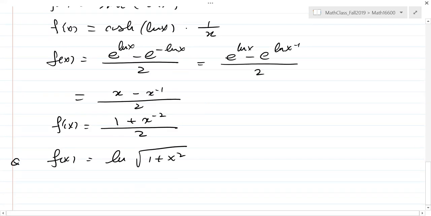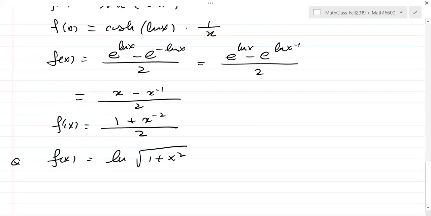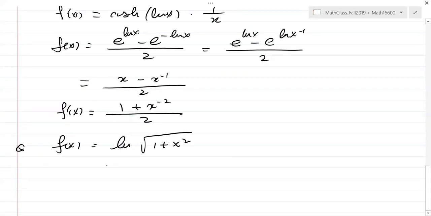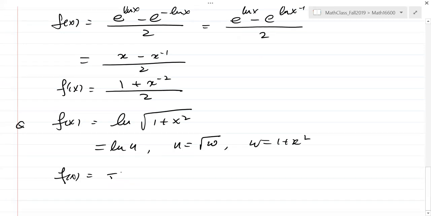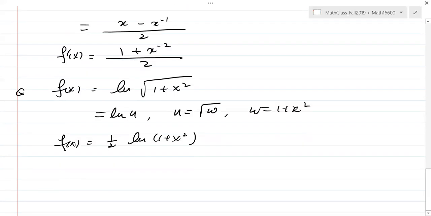Now, if you don't simplify it, you have to differentiate the square root of some function. It's very complicated, right? It's actually a composite of three functions. This is going to be natural log of u, where u is the square root of w, where w is 1 plus x squared, and then use the chain rule, right? I don't think it's a good idea to solve this problem that way. It's better to just take 1/2 out, and that's much simpler, okay? Then you differentiate.